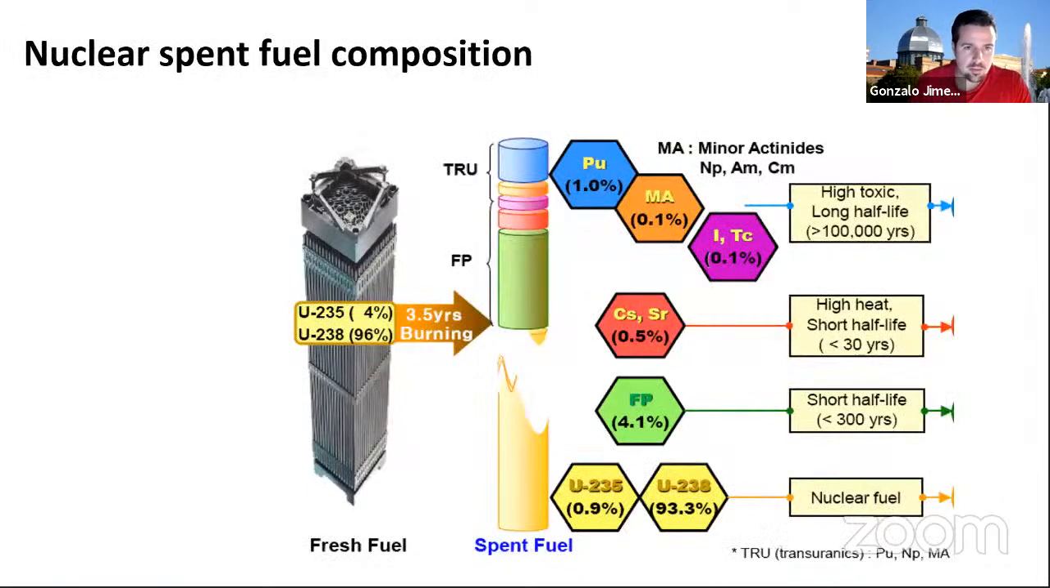Talking about nuclear spent fuel composition, I think Mate did a great job talking about the capabilities of the fast reactor, so I will not talk a lot. Just to say that the most part of the spent fuel is still uranium 238, and we have some, of course, fission products and also some transuranics that we will need to deal with.